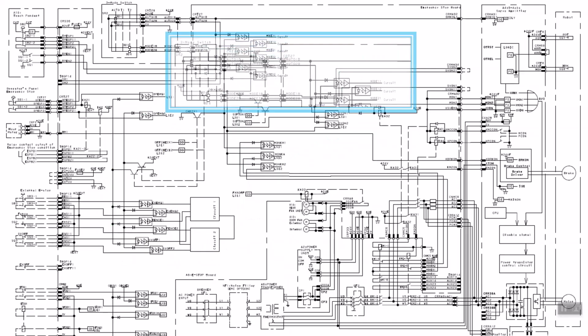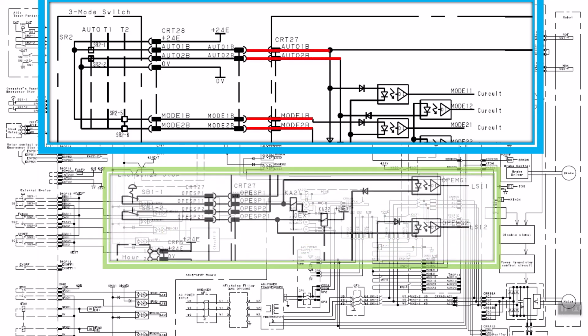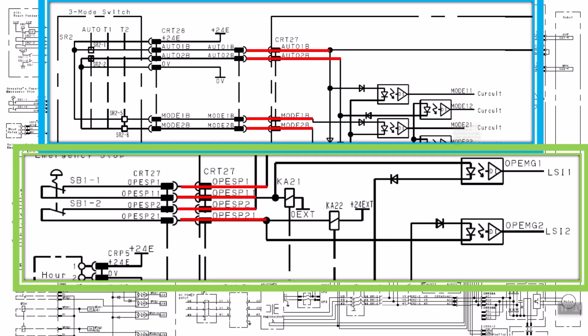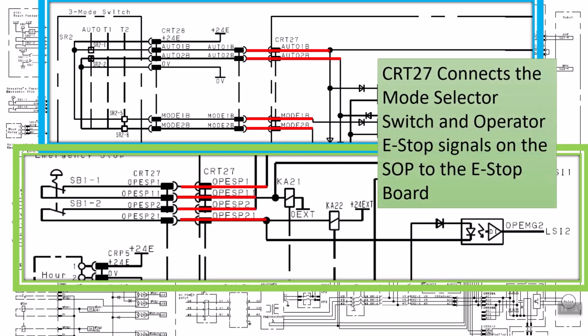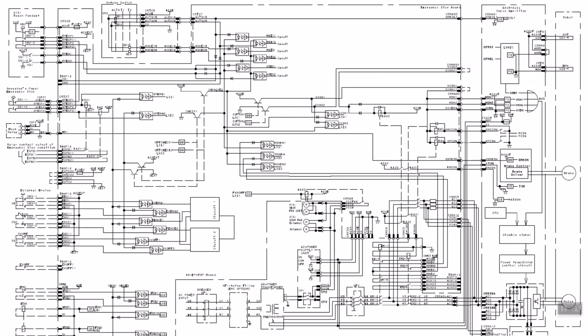CRT27 is used to connect the standard operating panel e-stop and mode selector to the controller. CRP34 is a 24 volt external output.